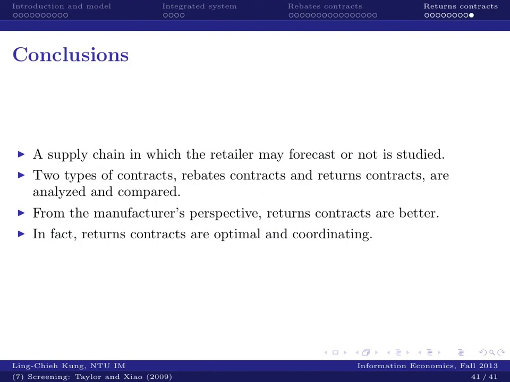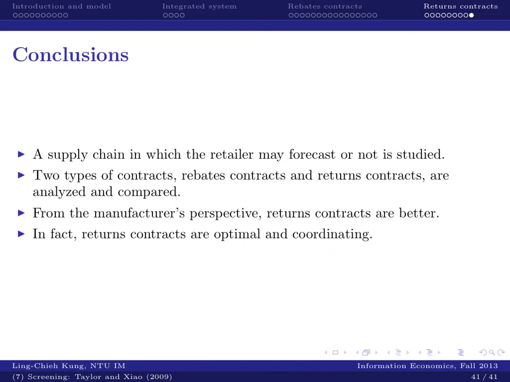Okay, so now it's time for conclusion. In a manufacturer-retailer relationship, a supply chain in which the retailer may forecast or not is studied in this paper. We assume two types of contracts, rebates or returns. And from the manufacturer's perspective, returns contracts are always better. And actually, returns contracts are optimal and supply chain coordinating. Okay? So this answers the research question. Returns outperform rebates. And moreover, we know how to design the optimal return contracts.